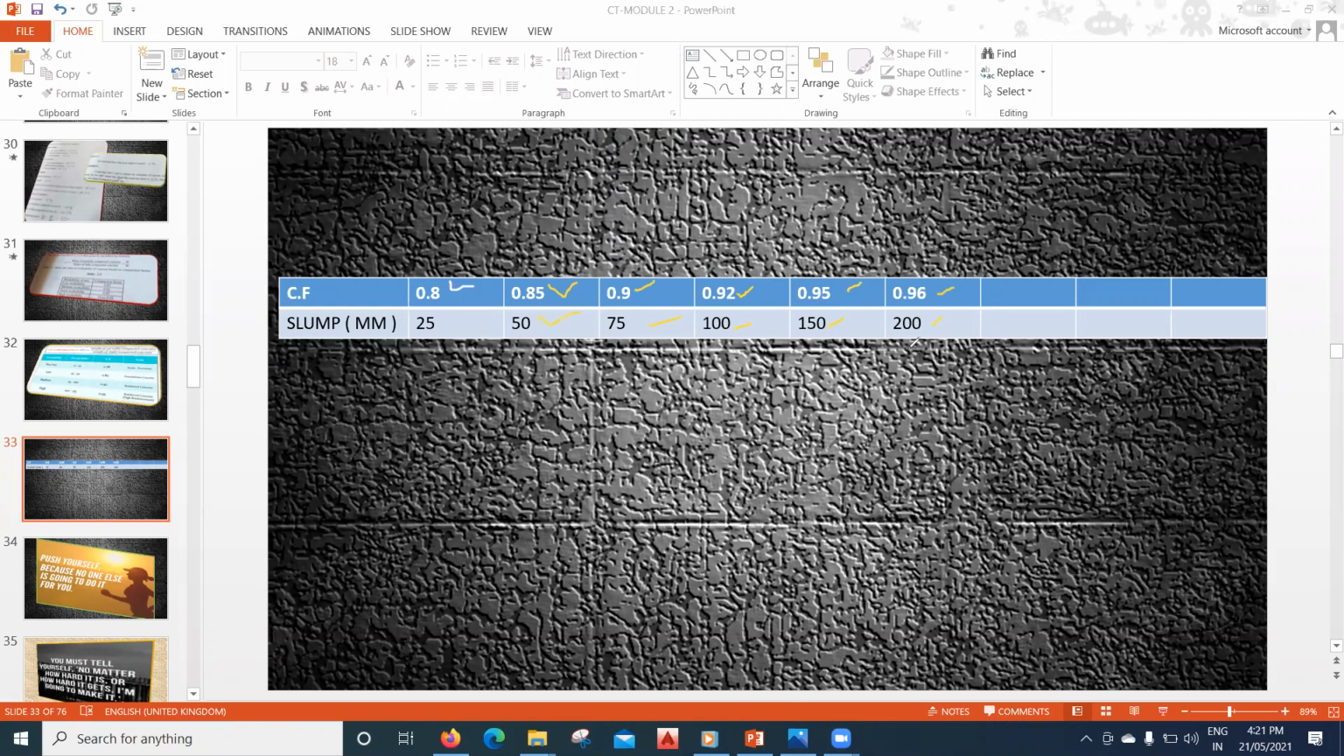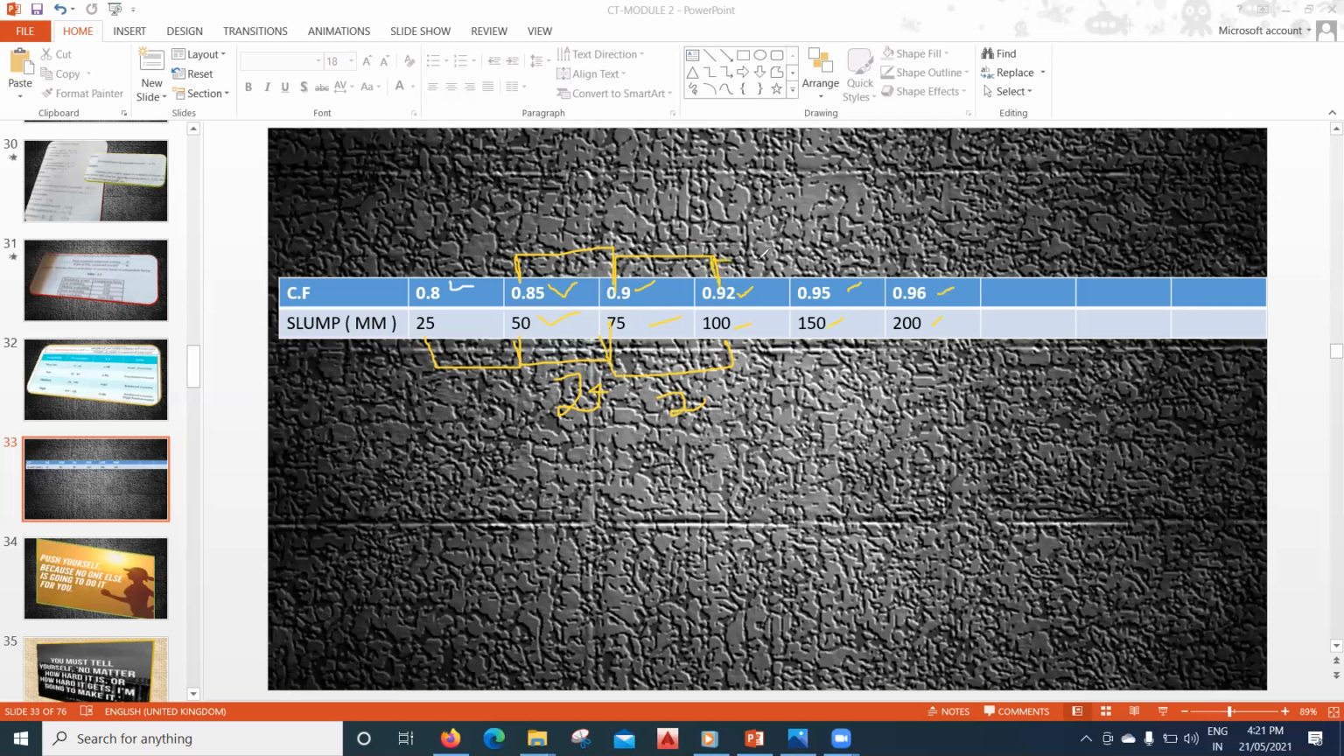So what do you observe here? Look at the pattern. From 0.8 to 0.85, there is an increase in slump from 25 to 50. From 0.85 to 0.9, there is again an increase in slump of 25 mm. From 0.9 to 0.92, again there is an increase in the slump of 25. From 0.9, the compaction factor has increased by only 0.02, but there is an increase of 25 mm in the slump.